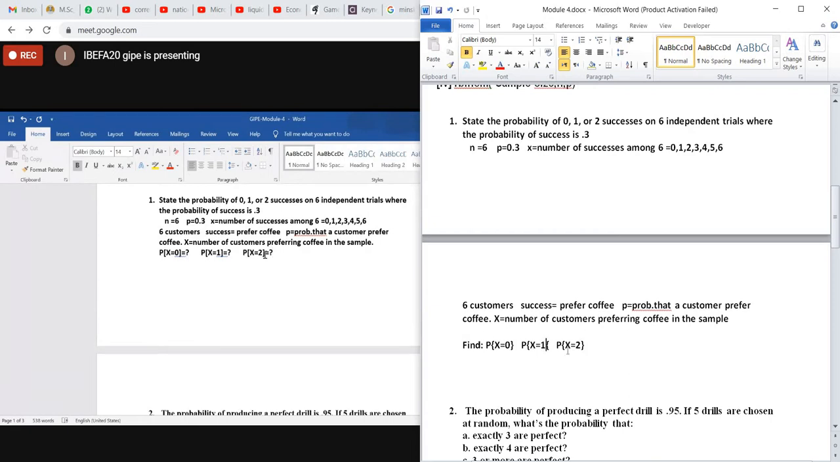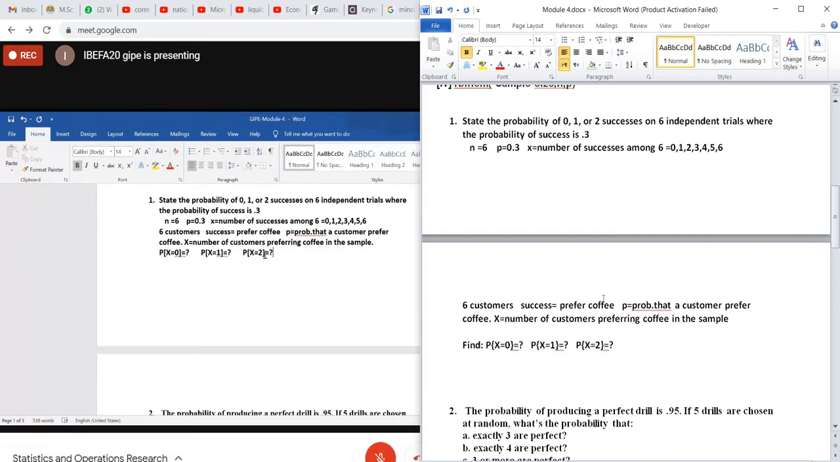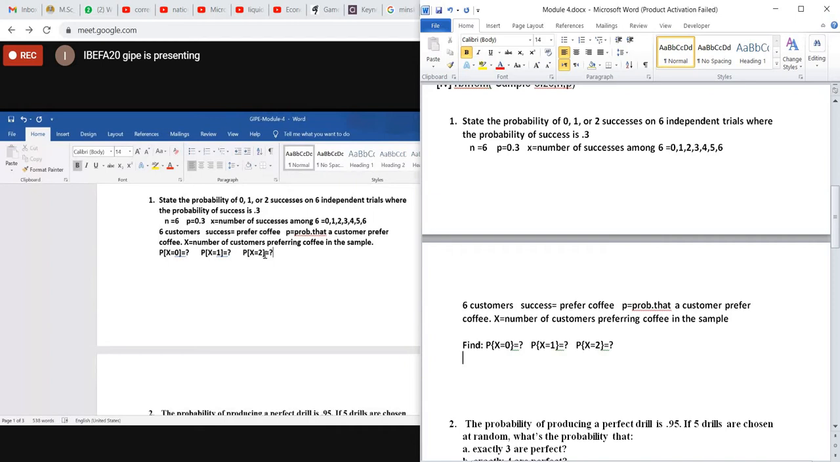Six customers represent the sample, but I don't know among 6 how many prefer coffee. 30% chance a random customer prefers coffee. 70% chance he is not preferring coffee. Prior information. Then evaluate the probability of 0, 1, 2 in the sample.